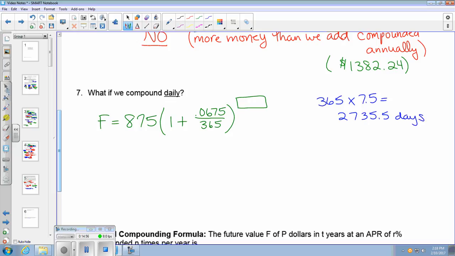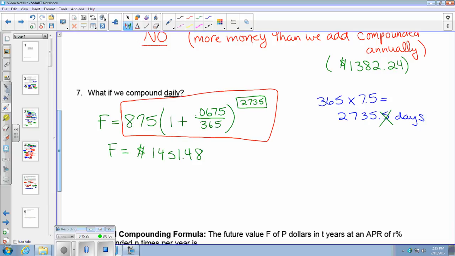And just like we saw before, we're not going to be able to use that extra half day. So we're going to have to take that out and put 2,735 up here. And again, that's because interest isn't credited till the end of the day. So that extra half day, it hasn't been done yet. All right, so our future value is going to end up at $1,451.48. And I'll leave it up to you to double check this on your calculator. And if you can, try and type that all in one command. So that means you're not hitting equal at any point in the middle. You just wait until the end for that.